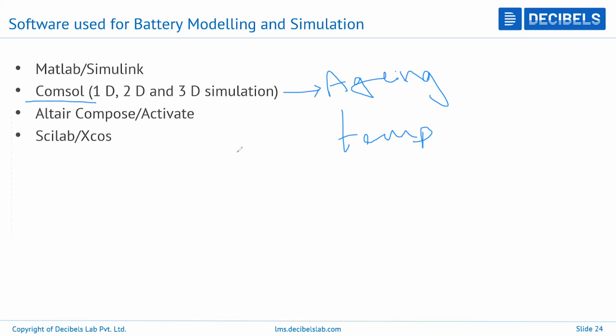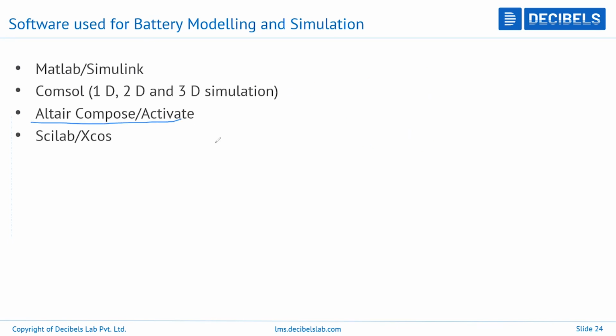COMSOL has some free webinars that you can attend. There you'll get a good idea of how to go for further analysis. Even Altair is a software which allows you to build one-dimensional models for cells and batteries. And Scilab. Scilab is very basic. It's a much simpler form of Simulink. So these are some of the most commonly used tools, and the most widely used are the first two, MATLAB and COMSOL.